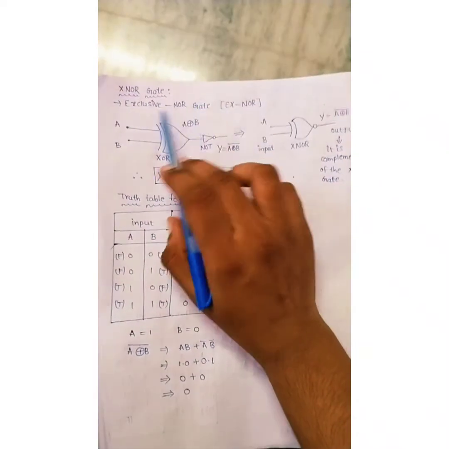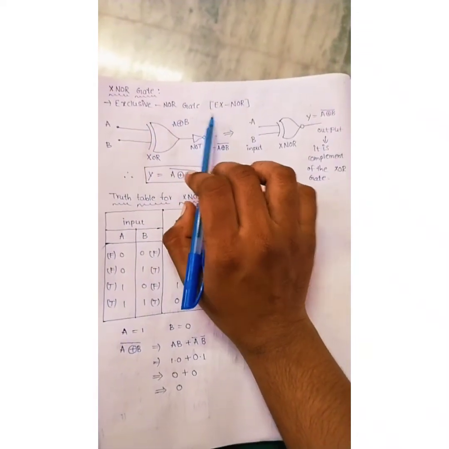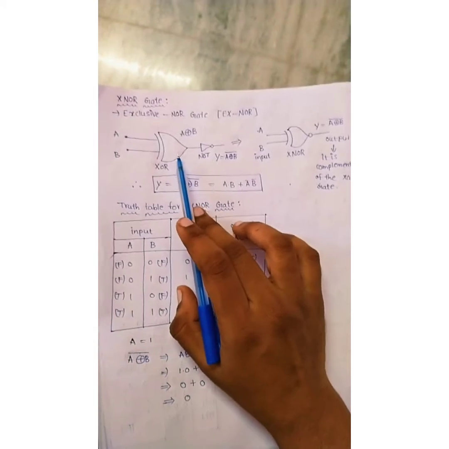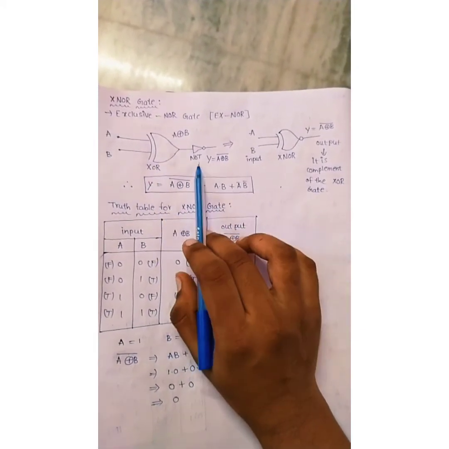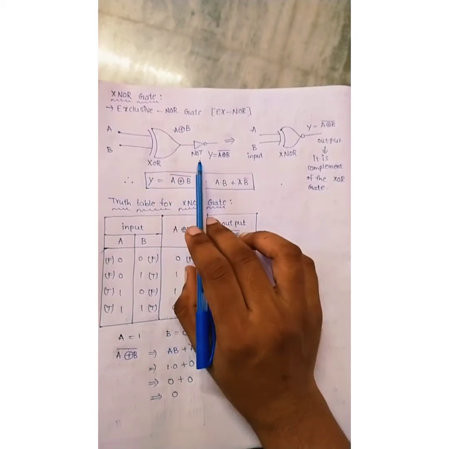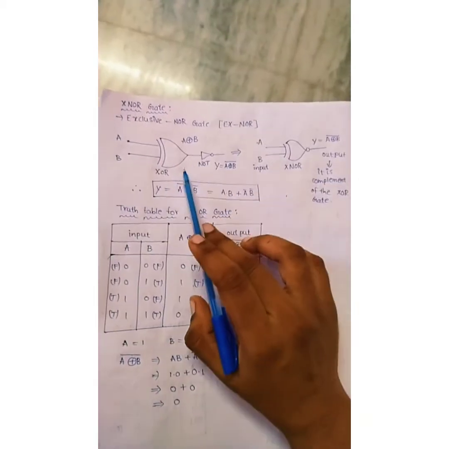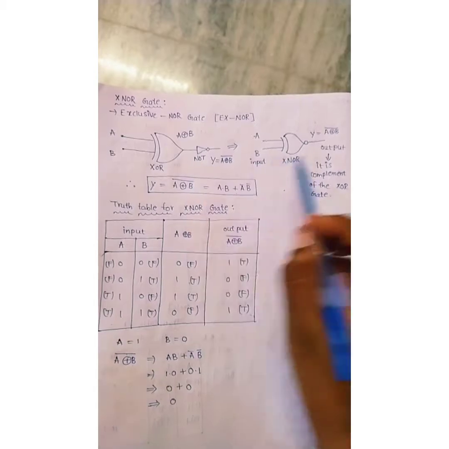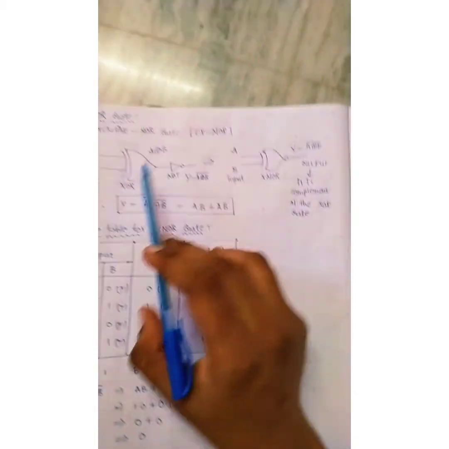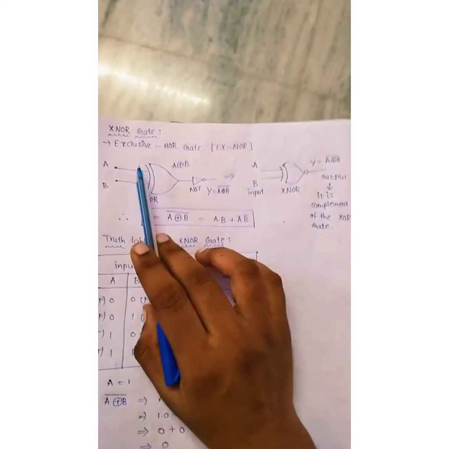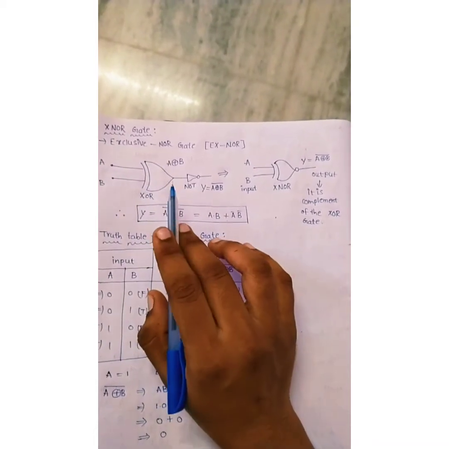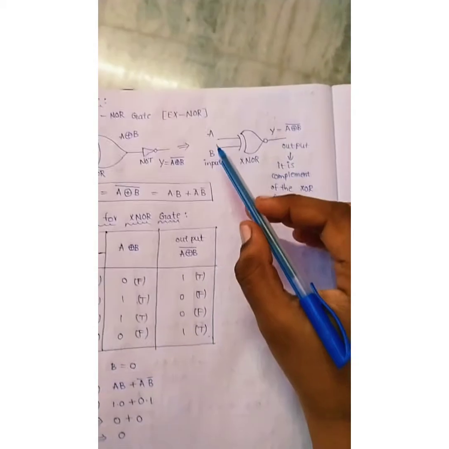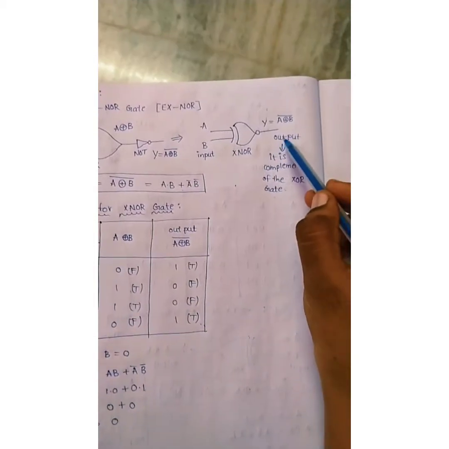Next one is the EXNOR gate. EXNOR gate means exclusive NOR gate. Here we see the EXNOR gate symbol like this. It is a XOR gate and NOT gate, a combination of XOR and NOT gate. Here we take the symbol simply like this. It takes two or more inputs and produces only one output. Here we take the inputs A and B and it finally produces the output.